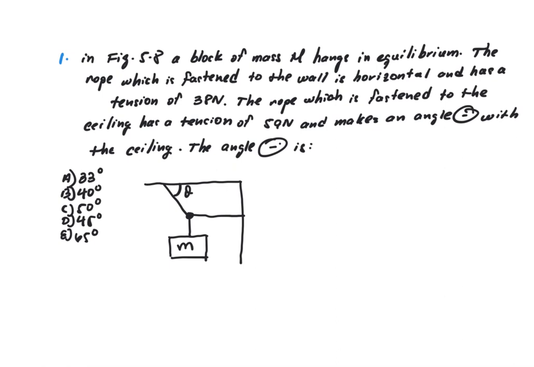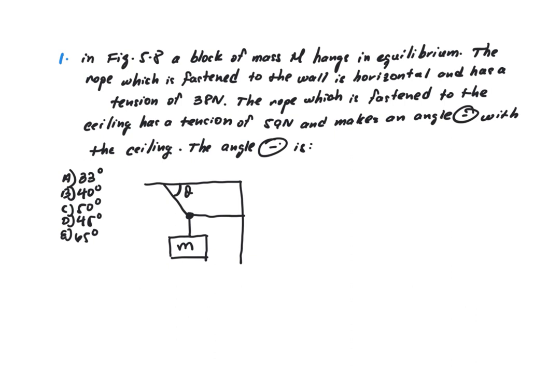Okay, so this is question 1 for chapter 5. Question 1 says, in figure 5.8, a block of mass hangs in equilibrium. The rope which is fastened to the wall is horizontal and has a tension of 38 newtons. The rope which is fastened to the ceiling has a tension of 59 newtons and makes an angle with the ceiling. The angle is blank. A, B, C, D, or E.